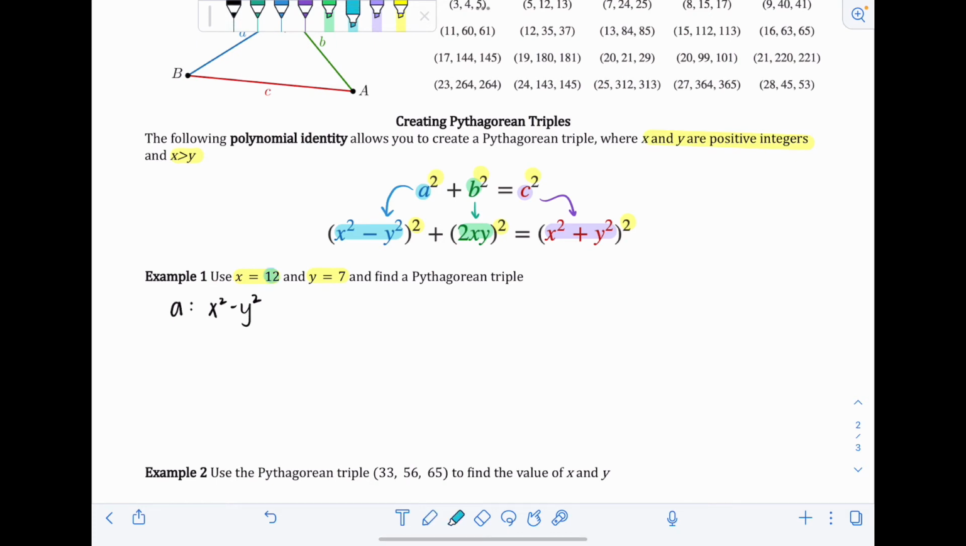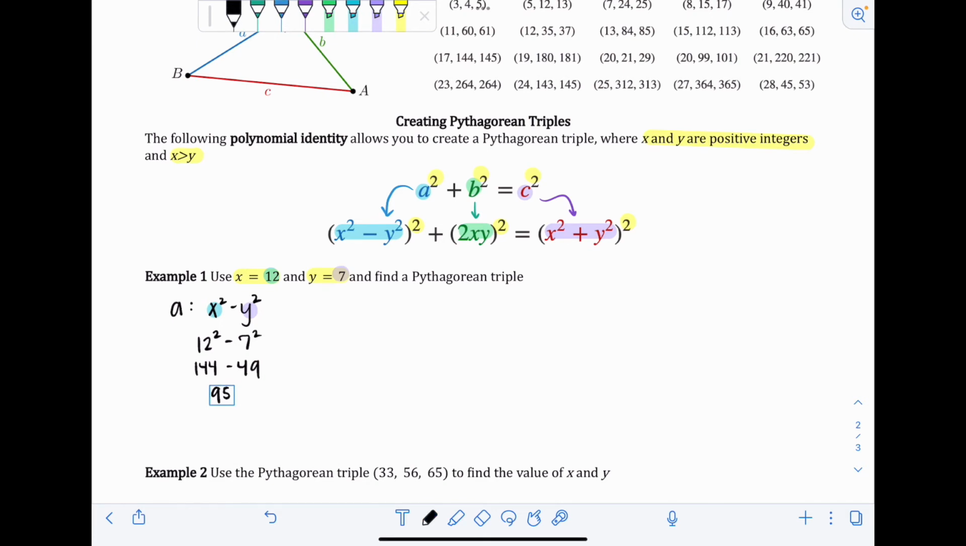X is 12, so I'll put that in there, and then y is 7, so that'll go in there, and then we'll simplify. So it'll be 12 squared minus 7 squared. 12 squared is 144. Minus 7 squared is 49. So we'll do 144 minus 49, which is 95. So 95 is going to be the first number in our triple.